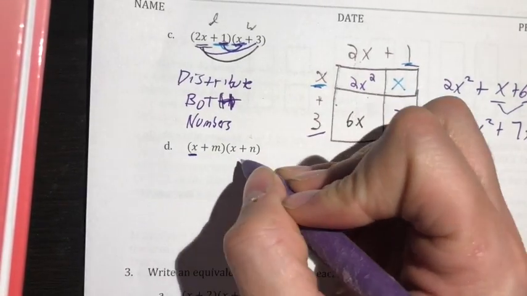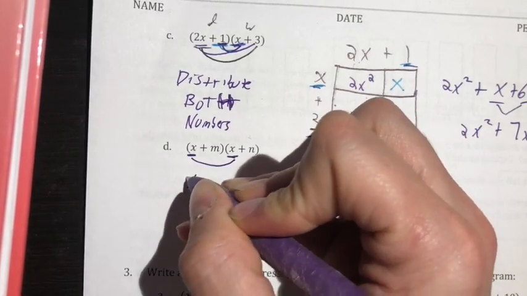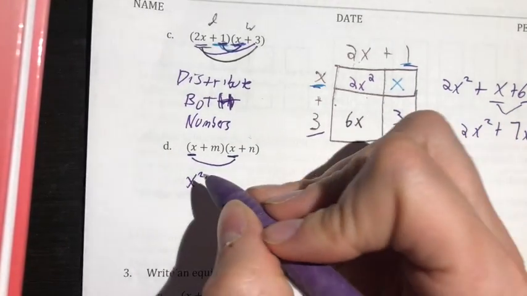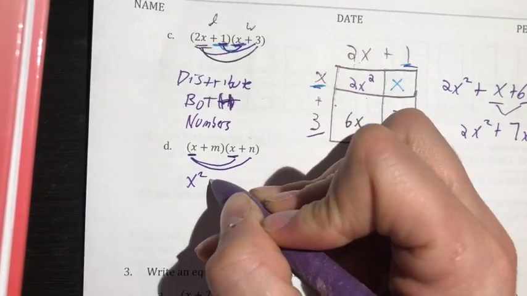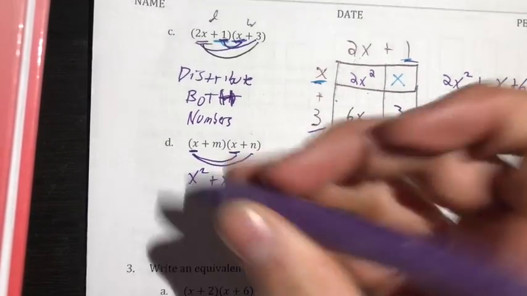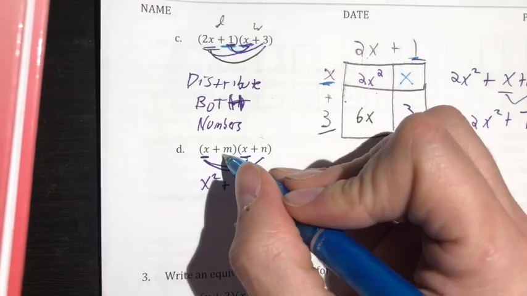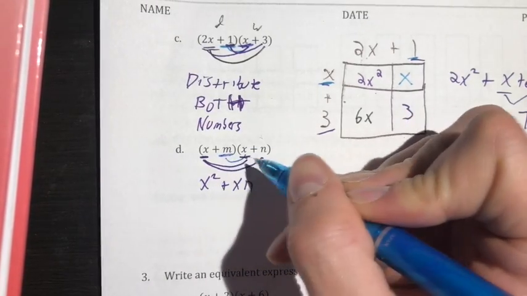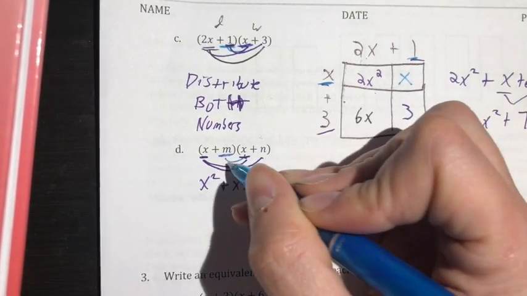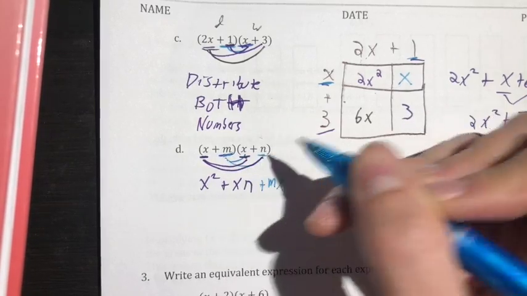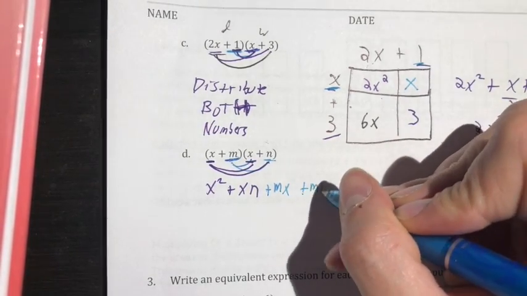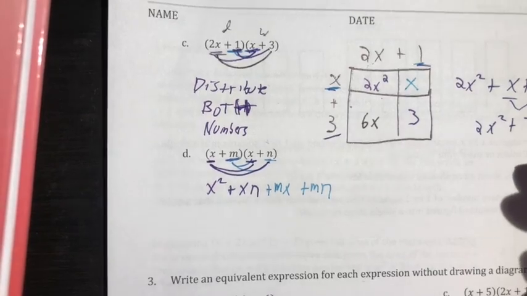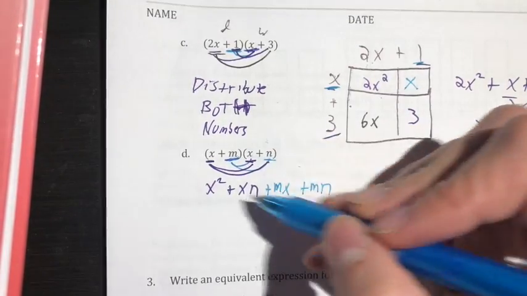So we're going to do x by x and get x squared. And then it's x times n, and I get xn. And then I'm going to distribute the m. m times x is mx, and then m times n is mn. All right, so now I distributed both numbers there.